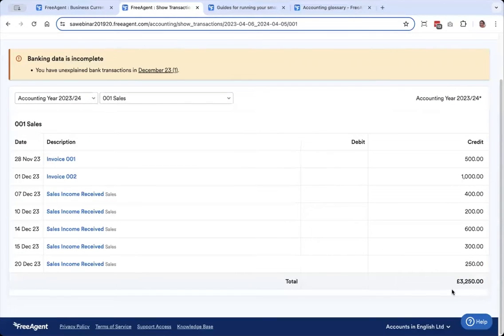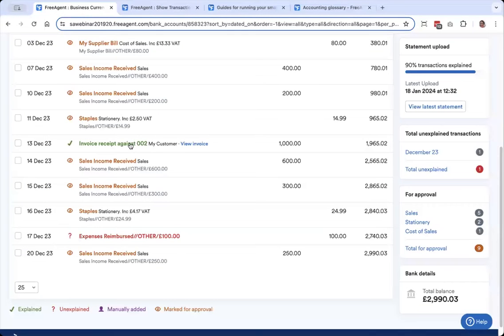Watch what happens. Nothing. That is because when I receive payment for the invoice, I don't want to count that income again. I've already said I've earned that income when I recorded the invoice. So I don't want to record that income again when I actually get the money from my customer. That's why it is so important in FreeAgent to explain an invoice receipt as an invoice receipt.